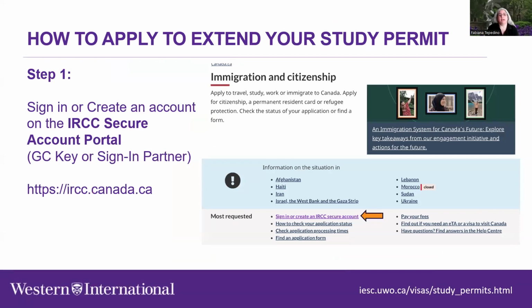So how do you apply to extend your study permit or to apply for a study permit from inside of Canada? Whether you're extending your current study permit or you're changing your status from either a work permit or a visitor status to a study permit while in Canada, the first step is that you will sign in or create an account on the IRCC Secure Account portal. You can access a link from the IRCC main website. There's a link that says sign in or create an IRCC secure account.